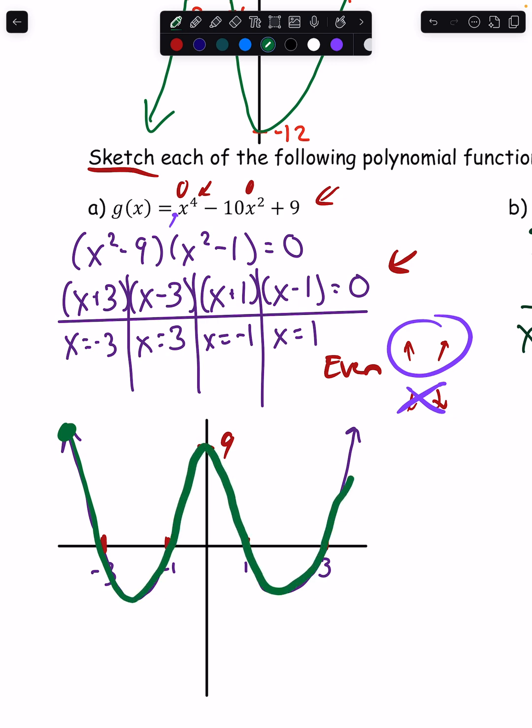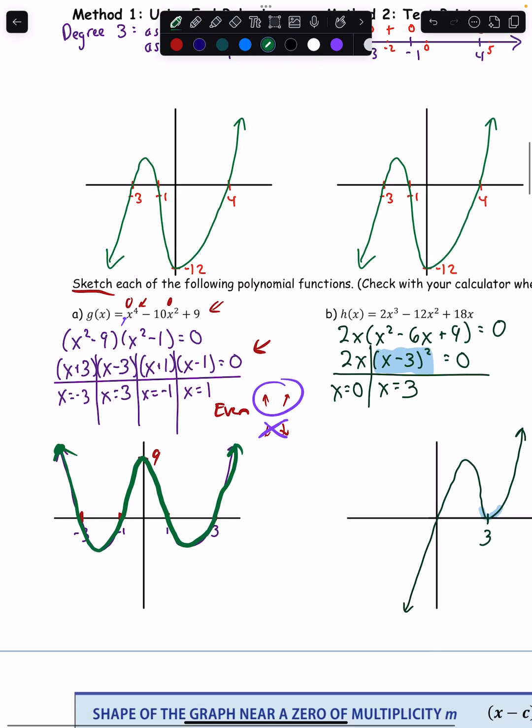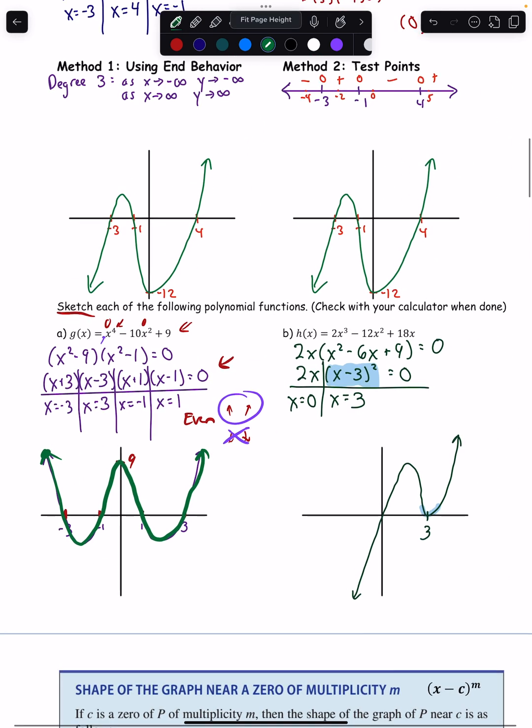Cross, and voila. That would be our sketch of A, g of x. Now, B's a little tricky, and that's kind of leading into what we're doing. That's why I say check in your calculator. B. When you look at B, we have to find the x-intercepts. But when you find the x-intercepts, what is slightly different than what we just did on A?